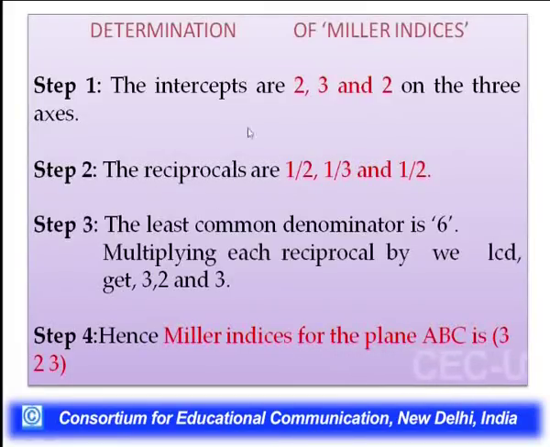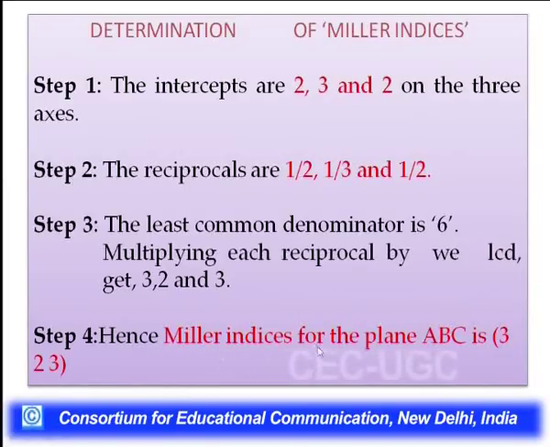Now the Miller indices for the plane, as we discussed, are 2, 3, 2, and we calculate the reciprocals: 1 by 2, 1 by 3 and 1 by 2. Previously we had taken 1, but now here we have the intercept 2, that's why we have written 1 by 2. The least common denominator now will be 6. Then multiply each reciprocal by it, and we get 3, 2, 3.